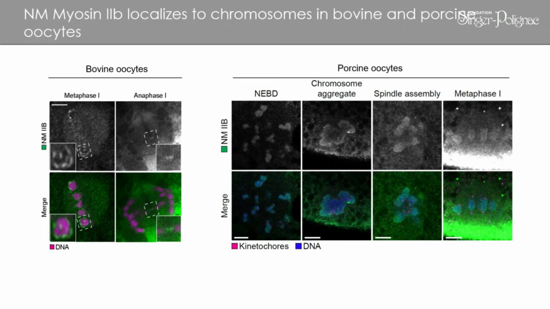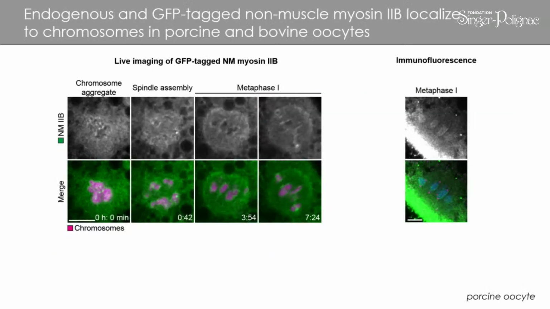What was nice is that we could now also express the GFP-tagged version of non-muscle myosin 2B, and this also localized to the chromosome surface. You see the chromosomes here in magenta, and in green you see the non-muscle myosin 2B, and the localization indeed looks very similar to the patterns that we see by immunofluorescence.